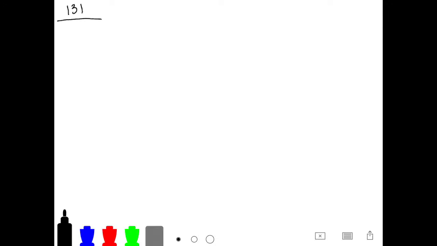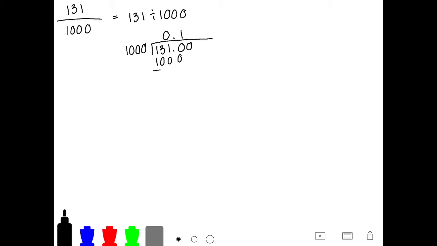So we have 131 divided by 1,000, which is the same as this. All right, so we write it out in a form where we can find the decimal. You have 1,000 on the outside and 131.00 on the inside. So then you're going to want to bring up your decimal. So 1,000 goes into 131 0 times. But 1,000 goes into 1,310 1 time. And so 1,000 times 1, you get 1,000.